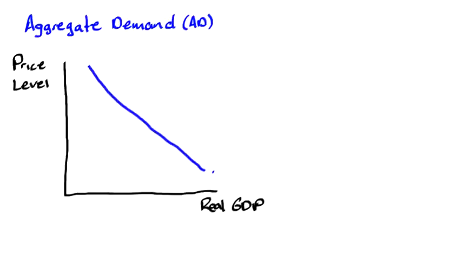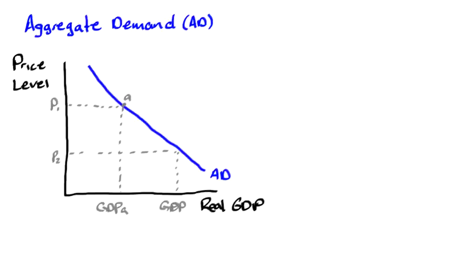So the aggregate demand curve looks something like this. And so what it means is if the price level is high, so let's say the price level is at P1, we'd be at a point like A on the curve. And this would mean that the size of the economy would be GDP A. Now, this is what people would be willing and able to buy. Now, if the price level was lower, then consumers and governments and businesses and the rest of the world would buy more products and services. So then that means that GDP would be larger at a point like GDP B.